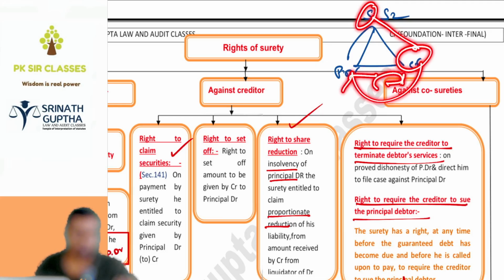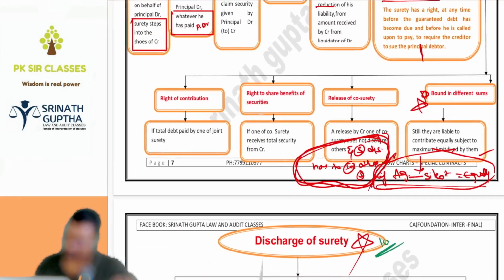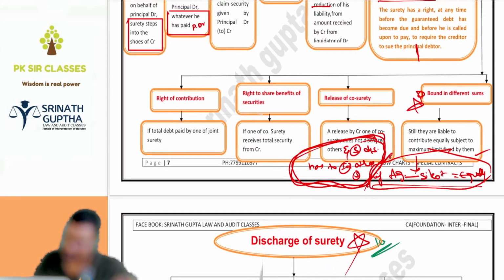He will make the payment if you file a case. If not, you can come to me. I will give the payment. Then the last one, rights of the surety against the other surety. The four rights are there. How many rights? Four rights.